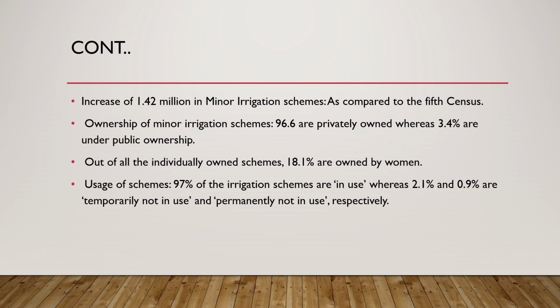Increase of 1.42 million in minor irrigation schemes as compared to the fifth census. Ownership of minor irrigation schemes: 96.6% are privately owned, whereas 3.4% are under public ownership. Out of the individually owned schemes, 18.1% are owned by women. Usage of schemes: 97% of the irrigation schemes are in use, whereas 2.1% and 0.9% are temporarily not in use and permanently not in use, respectively.